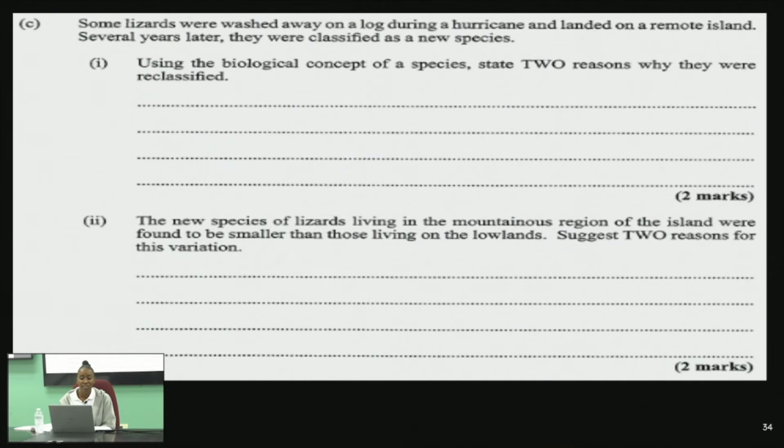Then we have C, which says some lizards were washed away on a log during a hurricane and landed on a remote island. Several years later, they were classified as a new species. It says, using the biological concept of a species, state two reasons why they were reclassified. Now, these have to do with the two different things you would have identified from the biological concept of a species, meaning, are they able to interbreed, and are they able to produce fertile offspring?